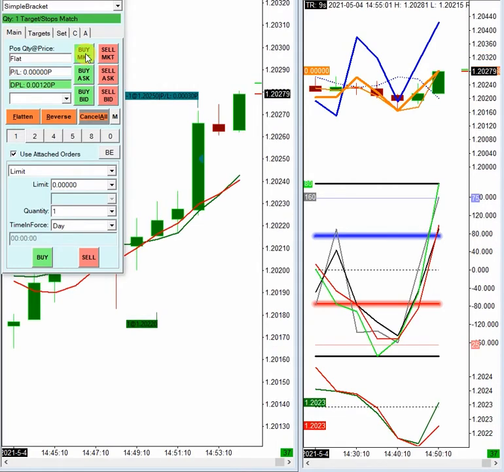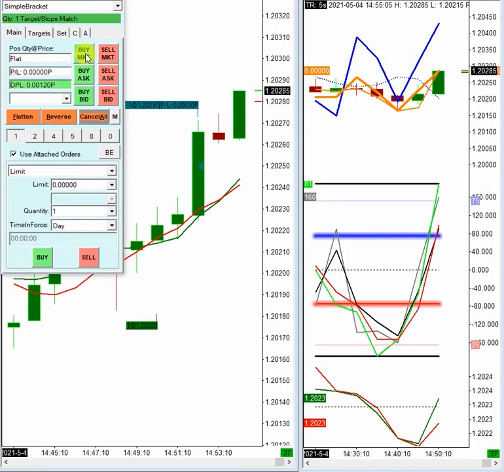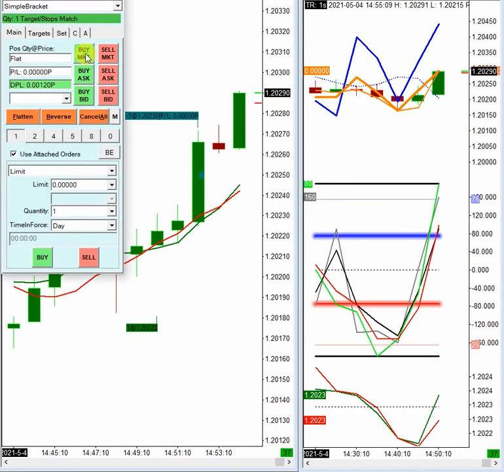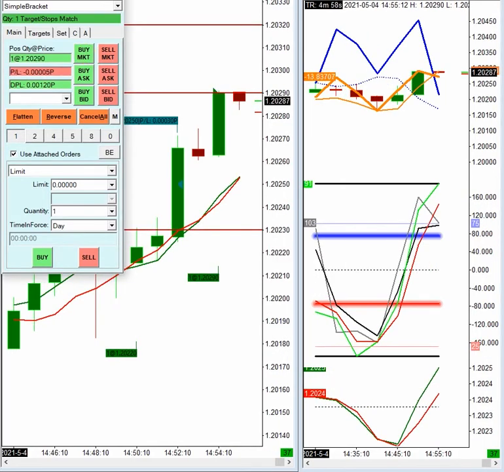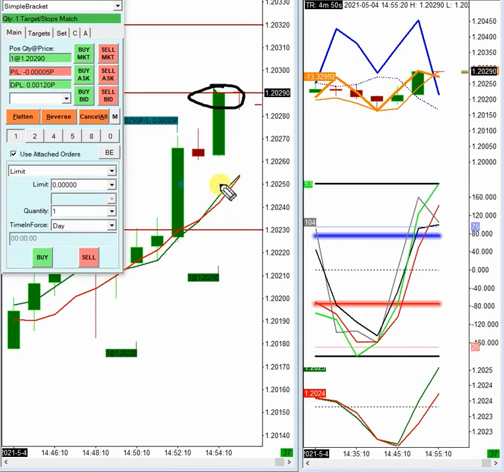10, 9, 8, 7, 6, 5, 4, 3, 2, 1, go. All right. This will be the last trade of the day, guys. And you can see here's our entry. Here is our take profit. Here's our stop loss. We're looking for a buy. We want to go up.